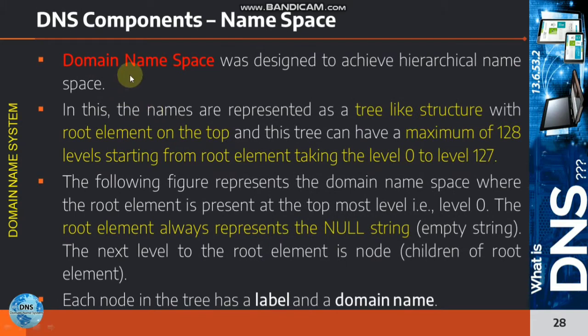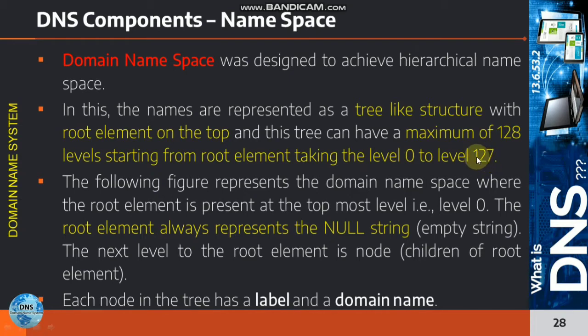So now what is domain namespace? In this, the names are represented as a tree-like structure with the root element on the top, and this tree can have a maximum of 128 levels, starting from the root element taking level 0 to level 127.